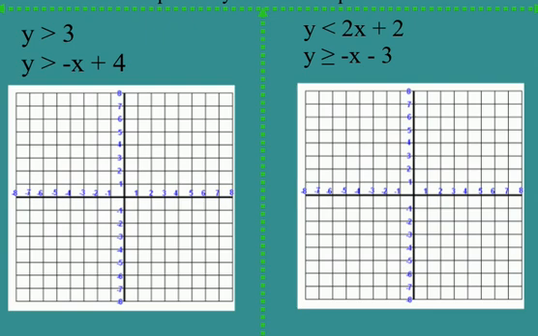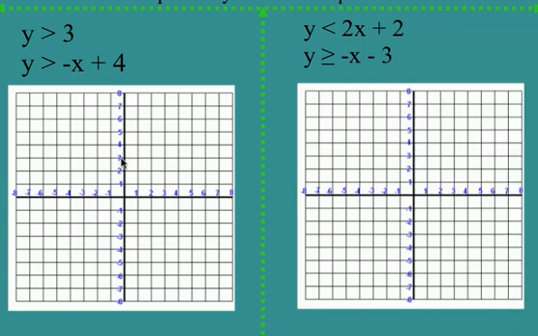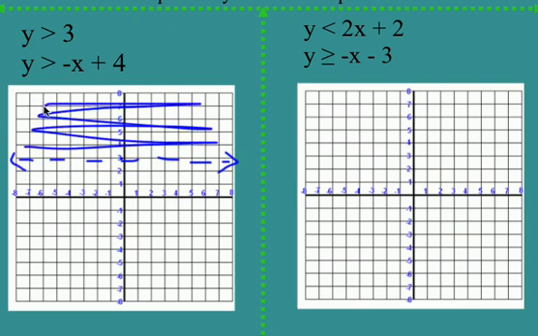Now let's take a look at number 5. For number 5, if you ever have strictly y in it, that means you're going to have a horizontal line. So I'm going to find 3 on the y-axis, and that's going to be right here. And I'm going to have a dashed horizontal line through it because there's no line underneath my inequality. Where is y getting bigger, as you go up or as you go down? Well, it's getting bigger as you go up, so I'm going to lightly shade up there.